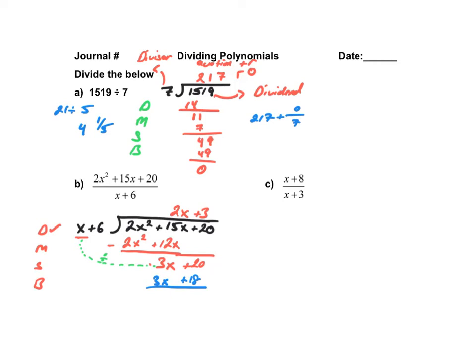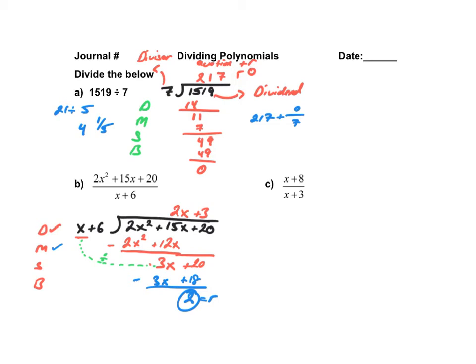So now I took care of my multiplication. It's time to subtract. 3x take away 3x is 0, and it should be because I divided it in, so we're just going in reverse. But 20 minus 18 is 2. Okay? I have nothing left to bring down, so I'm finished. So isn't 2 my remainder? So my remainder is 2.